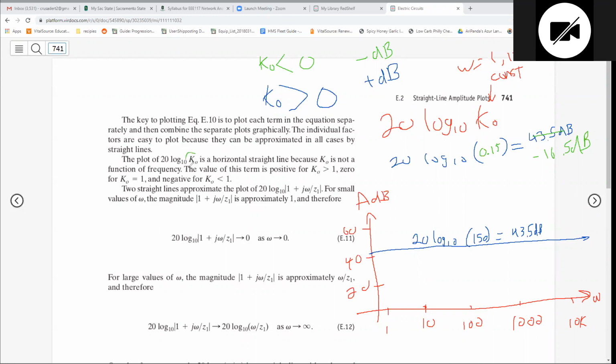No, it's K0. It's right here. Because remember, K0 is a constant times any Z poles divided by any P poles. You have to look at this one, not just the K value itself. Hopefully that makes sense.